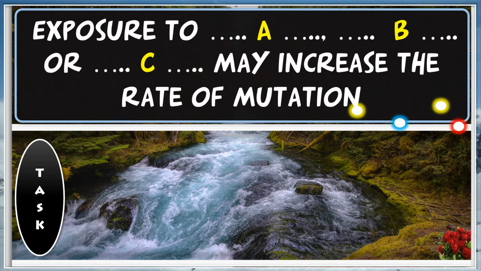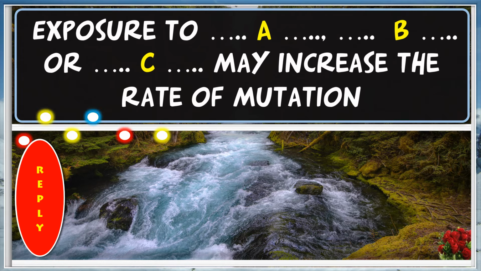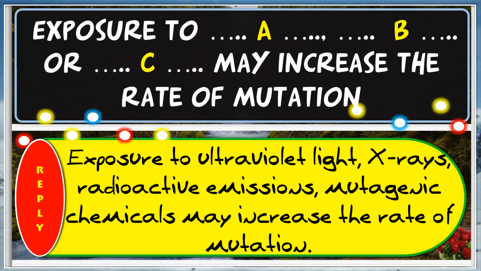Exposure to a dash or dash may increase the rate of mutation. Exposure to ultraviolet light, X-rays, radioactive emissions, mutagenic chemicals may increase the rate of mutation.